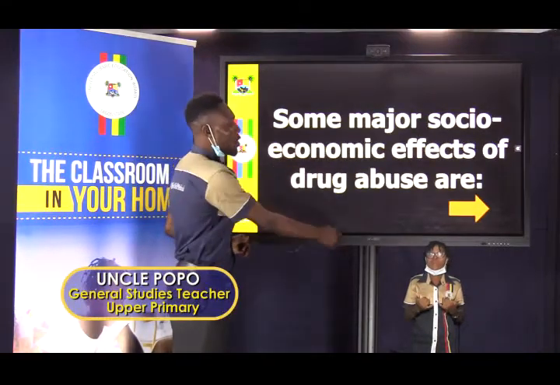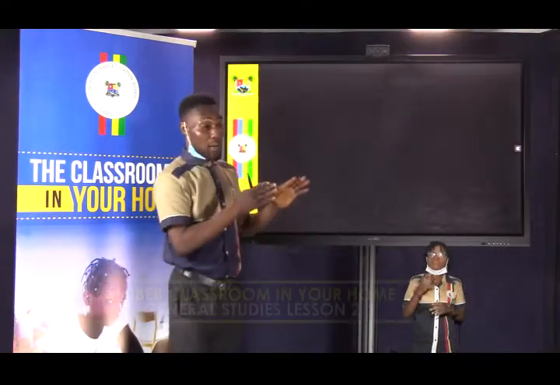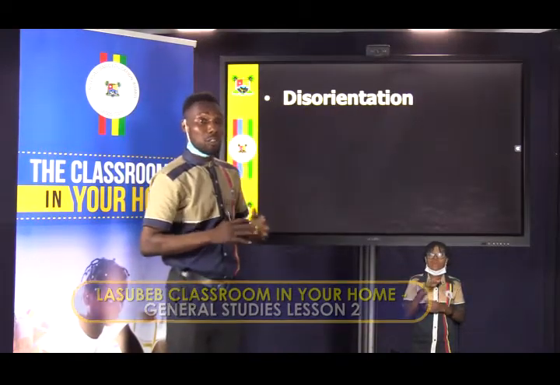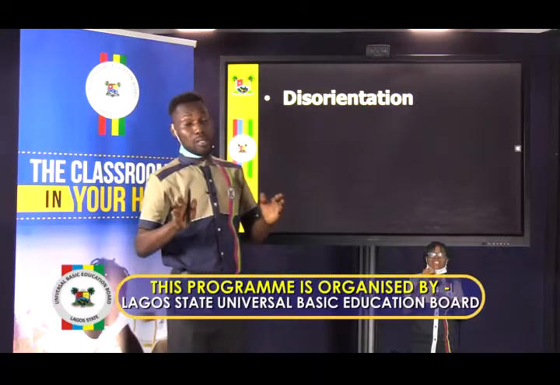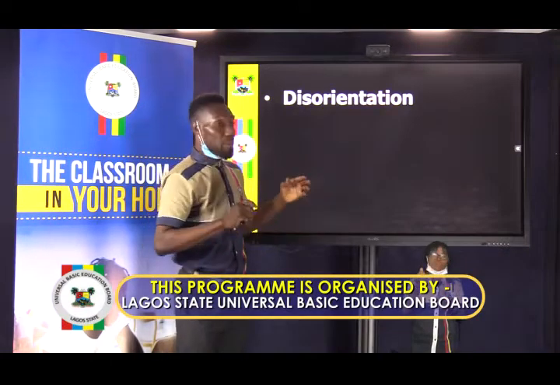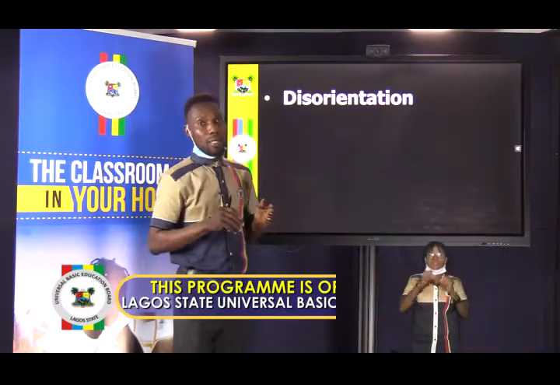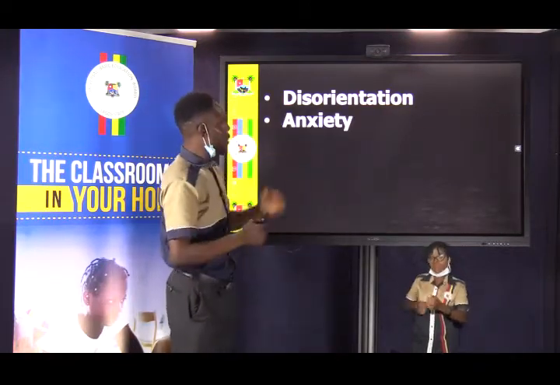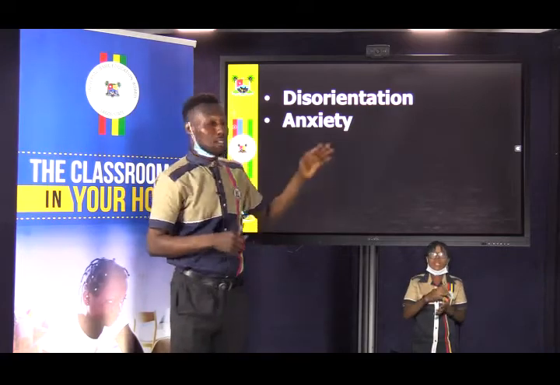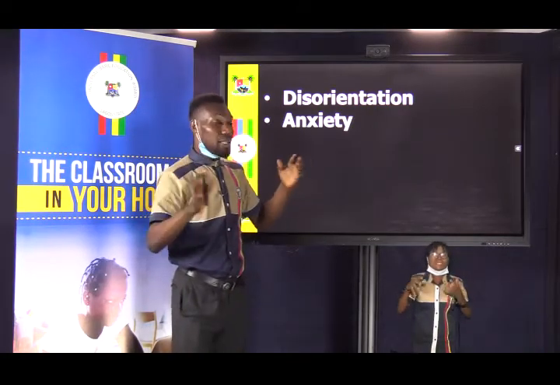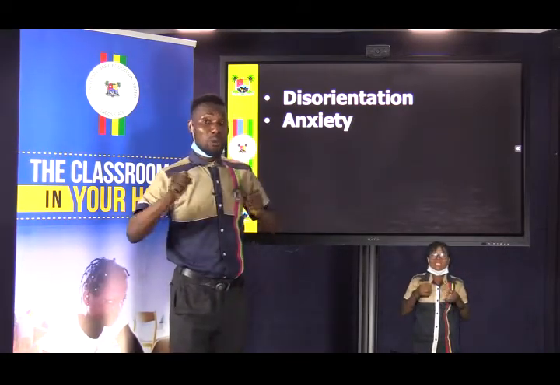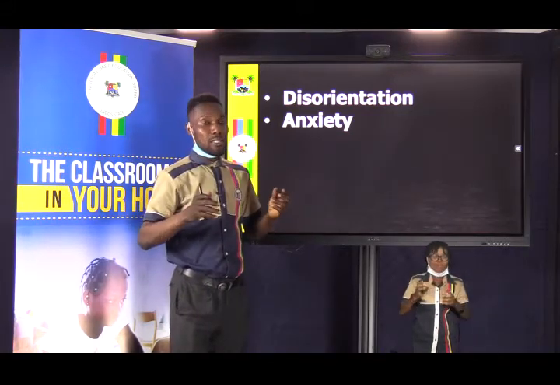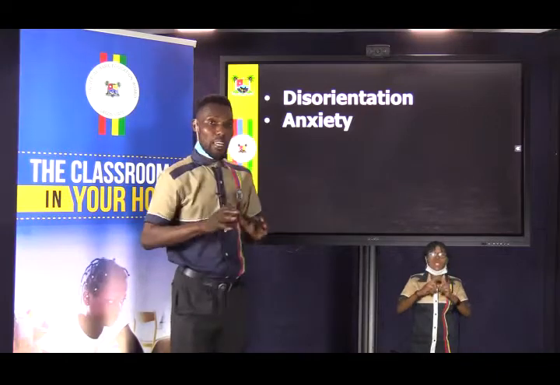So, the major socioeconomic effects of drug abuse, we are still talking about the effects of drug abuse. Number one is disorientation. The person may not be able to fit into society properly, may be behaving negatively, and people will start avoiding such a person because of that. Anxiety, this is talking about restlessness. The way the person will be behaving, talking, or doing his own things will be different from a normal human being.